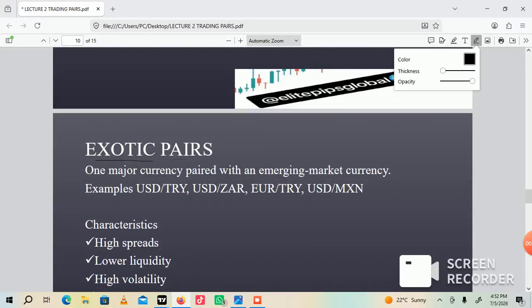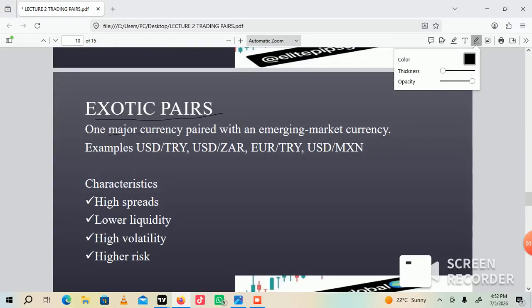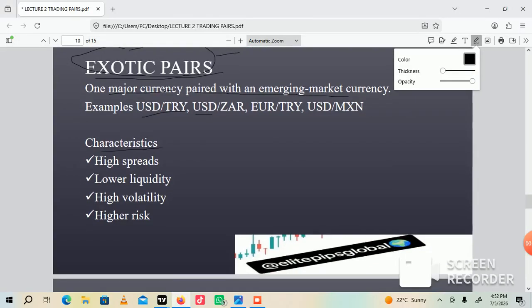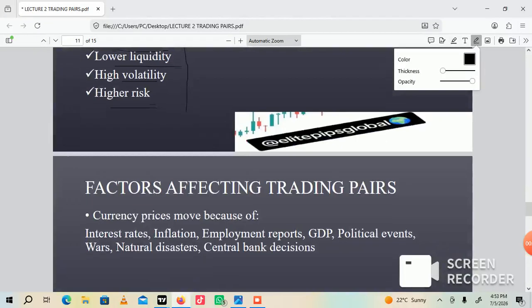Okay, now we come to the exotic pairs. Exotic pairs are one major currency paired with an emerging market currency. So we say that these exotic pairs are the pairs that emerge on the markets, the new pairs, for example USD TRY, USD ZAR, Euro TRY, and many more. Now we come to the characteristics of exotic pairs. First is high spread, low liquidity, high volatility, and higher risk. They have a very high risk.